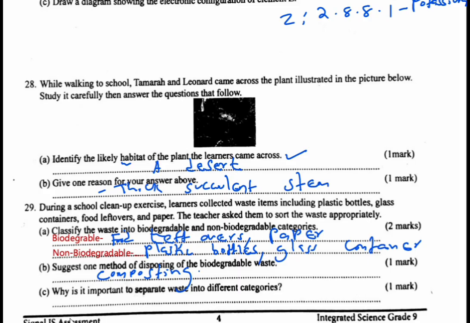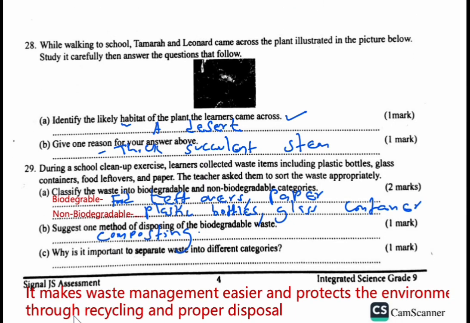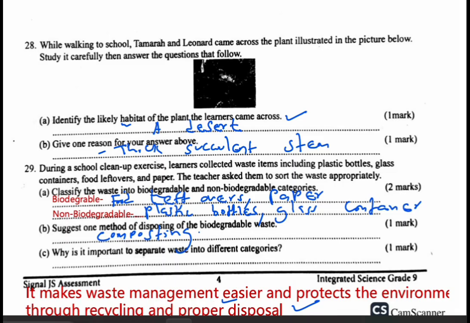Part C, why is it important to separate waste into different categories? Why do we have to separate them into different categories? I'm going to explain it for you. So the reason is it makes waste management easier and protects the environment through recycling and proper disposal. So the reason for separating is to make waste management easier, but also to protect the environment through what we call recycling and proper disposal.